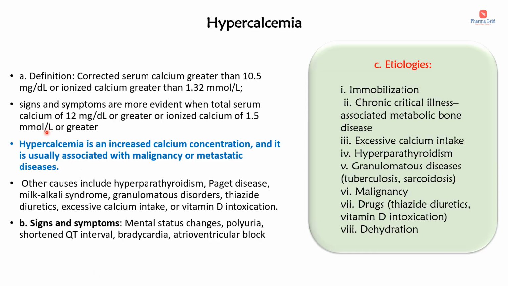Now hypercalcemia, that is the corrected serum calcium greater than 10.5 milligram per deciliter or ionized calcium greater than 1.32 millimole per liter. Signs and symptoms are more evident when total serum calcium is 12 milligram per dl or greater or ionized calcium is 1.5 millimole per liter or greater. This hypercalcemia is an increased calcium concentration and it is usually associated with a malignancy or metastatic diseases.